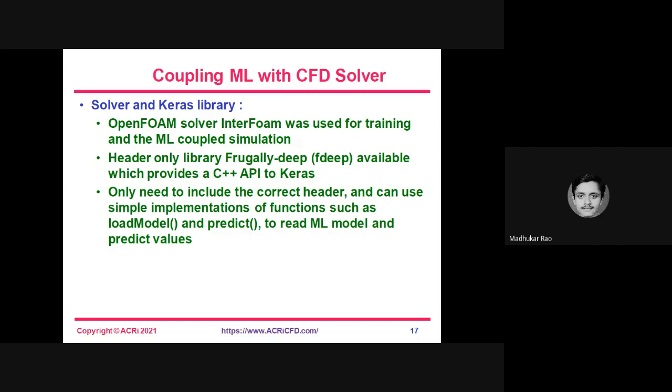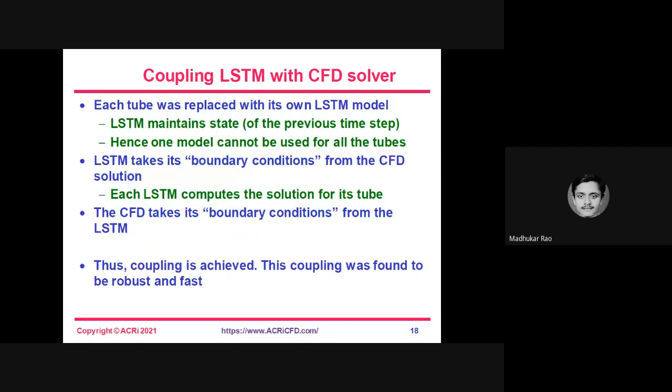But then we had to embed this model back into the solver, OpenFOAM, which is written in C++. So we found a header-only library called Frugally Deep, which provides a C++ API compatible with Keras. So we just need to include the header, and then we can load the Keras trained model, and use the predict method to get the values, and then embed them back in OpenFOAM. We use special OpenFOAM functions so that it wouldn't solve for the values in that zone, and just take the values from the machine learning model. Okay, so each tube again was replaced with its own LSTM model.